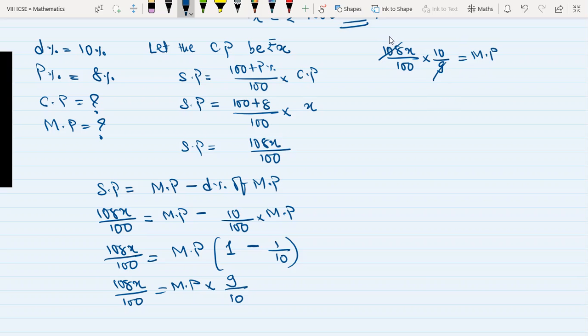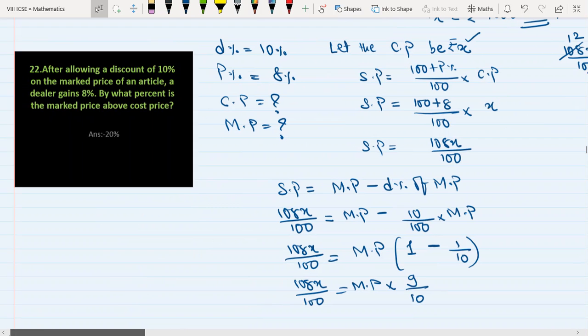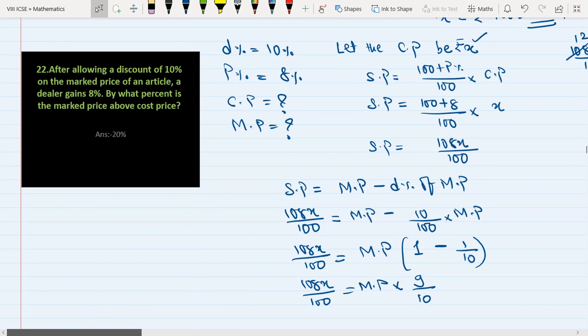So 9 12s are 10, and 10 will cut. So mark price is equal to 12x by 10 rupees. So this is basically what we are getting, the value of mark price in terms of x. Now remember, the value of cost price was x, the value of mark price is 12x by 10. We have to find by how much percent is mark price above the cost price.